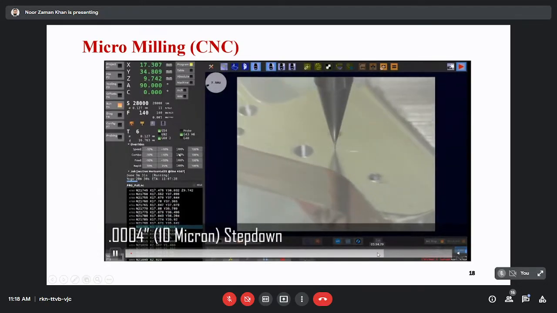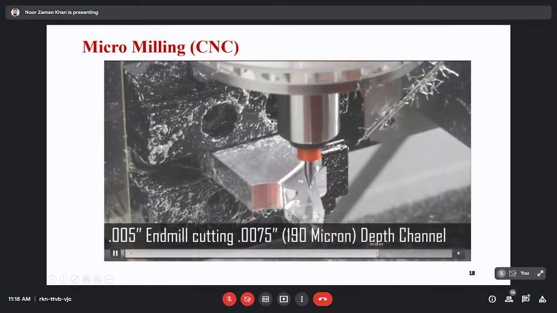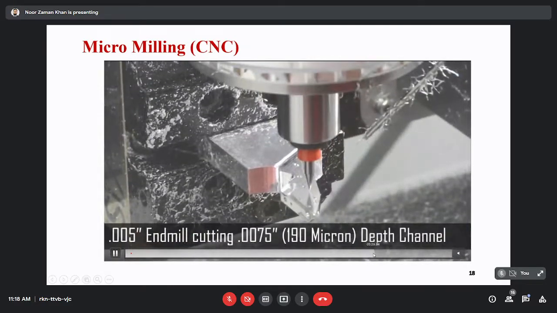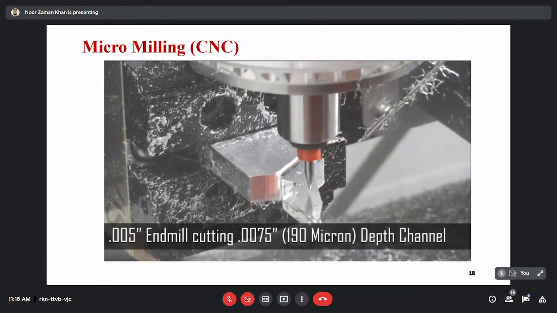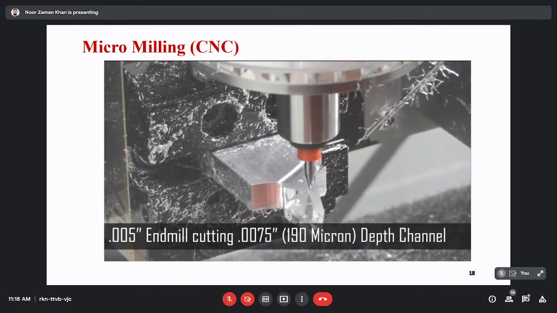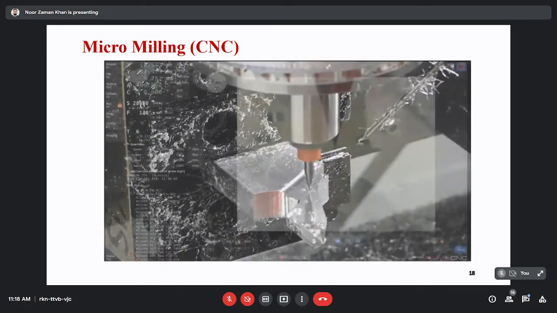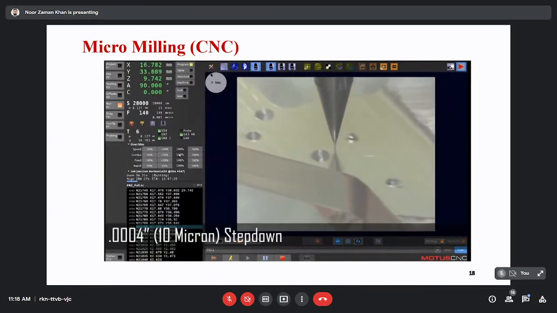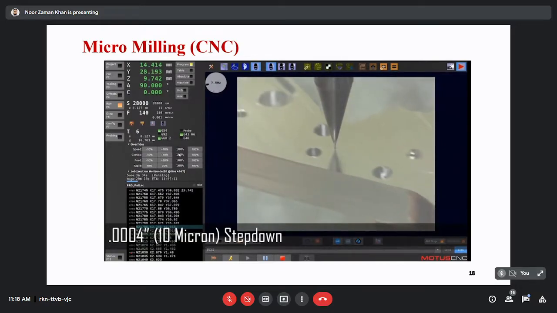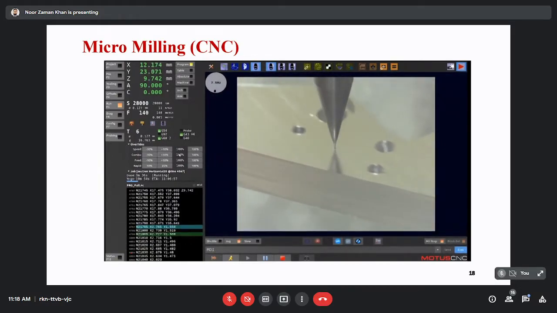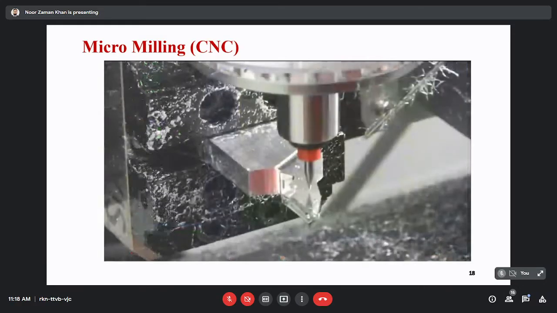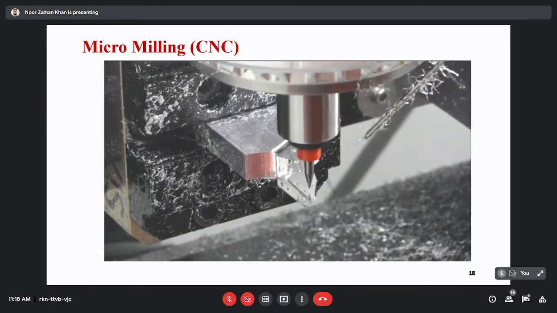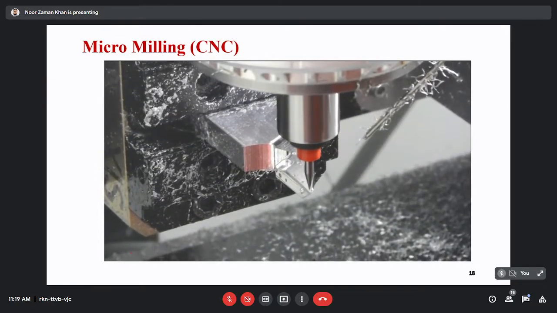Now see, they have used 190 micrometer. They are producing a 190 micrometer depth channel by using a 0.005 inch end mill. I need to convert this, which is around 120 micrometer. Now they are using a 120 micrometer end mill to produce one channel on this component. So again, I'm calling it micro milling, but the component size is of macro size.